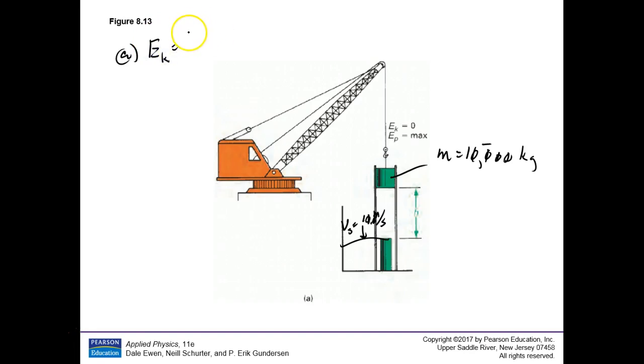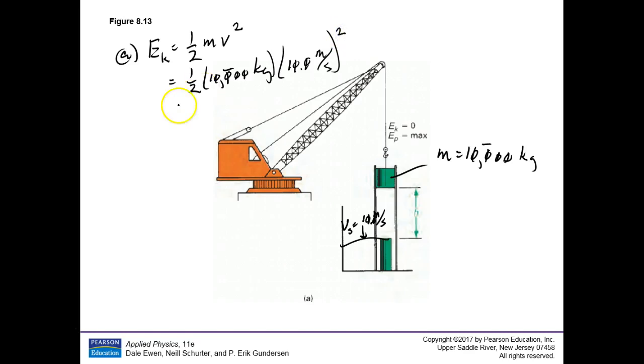Say again, what's the formula? 1/2 m v squared. Okay, so that would be 1/2. And what was that mass? 10,000 kilograms times, and what was the velocity? 10.0, what units? Meters per second. But what are we going to do to that?